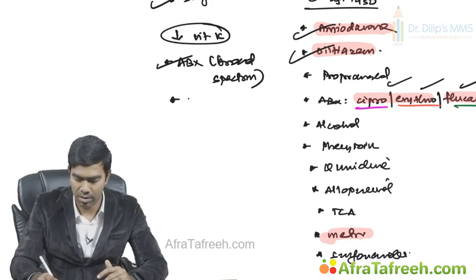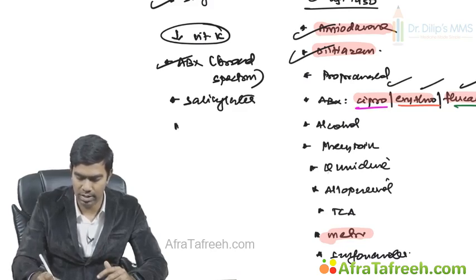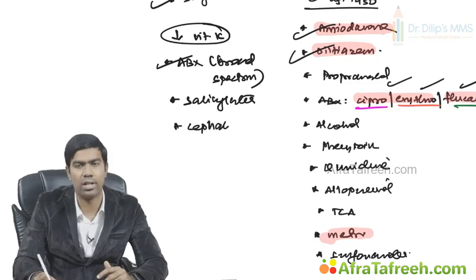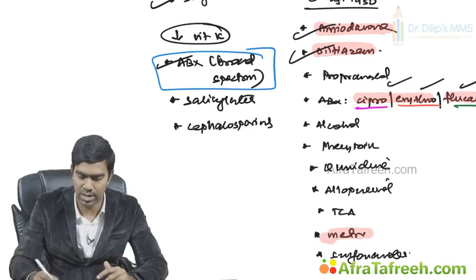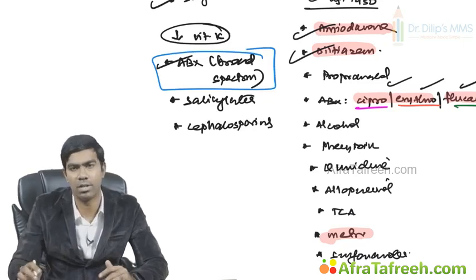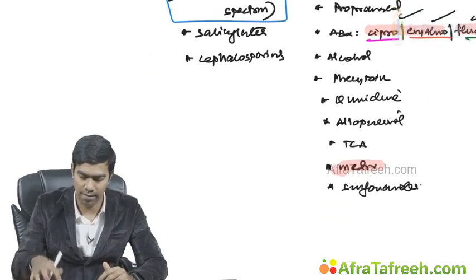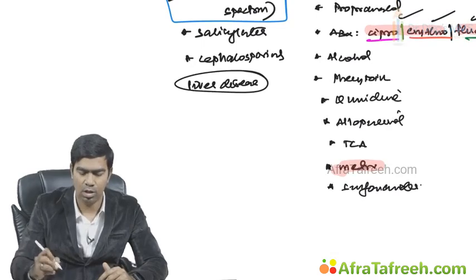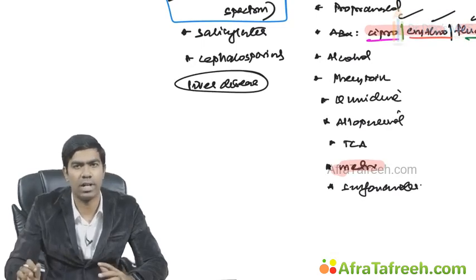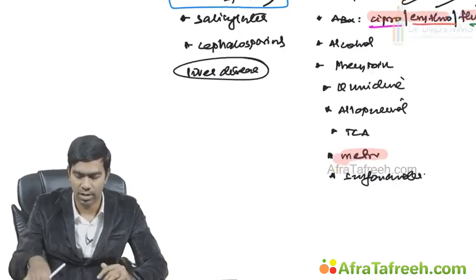It can happen with high dose of salicylates. Nowadays we don't encounter high dose of salicylates, and certain cephalosporin drugs, not all, a few cephalosporin drugs. But most clinically relevant here are antibiotics, especially broad spectrum antibiotics, which may potentiate warfarin action. And similarly, liver disease. Obviously, in liver disease, there will be reduced synthesis of vitamin K dependent clotting factors. Coupled with the warfarin effect, it becomes synergistic and additive.